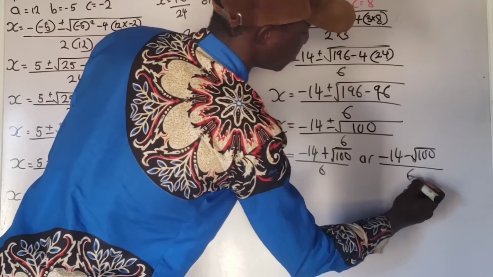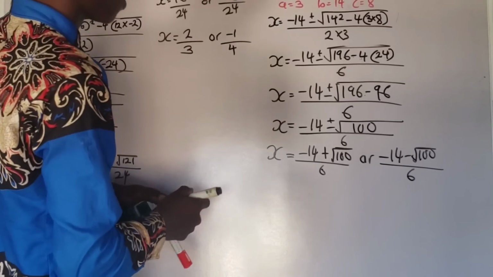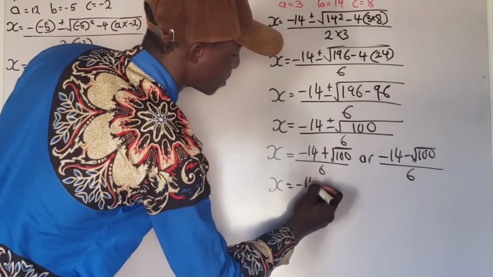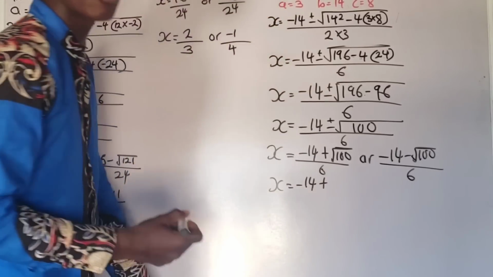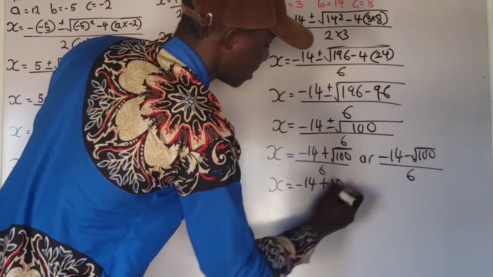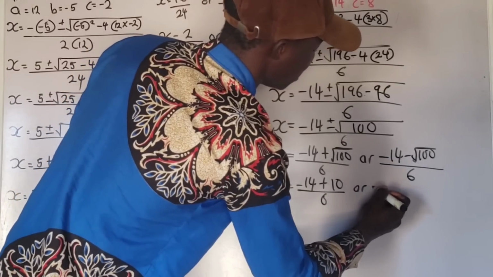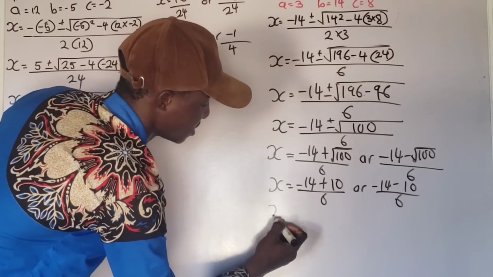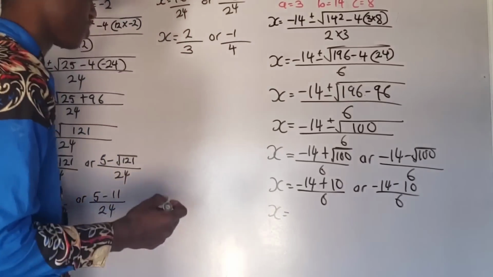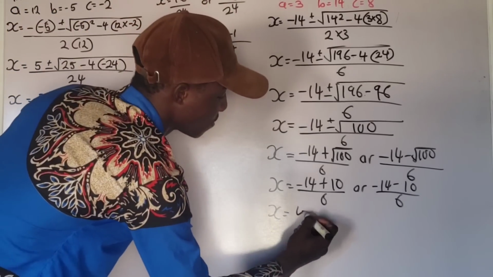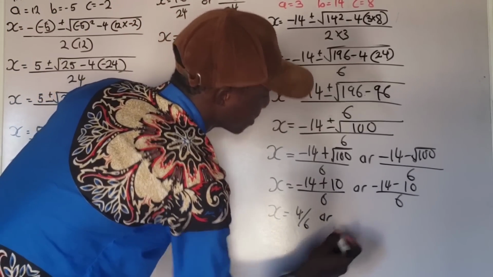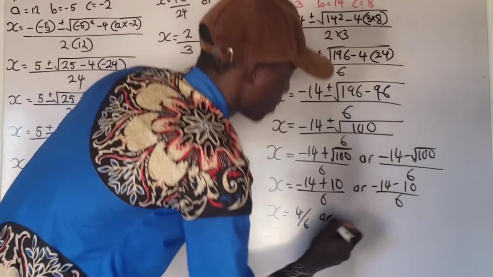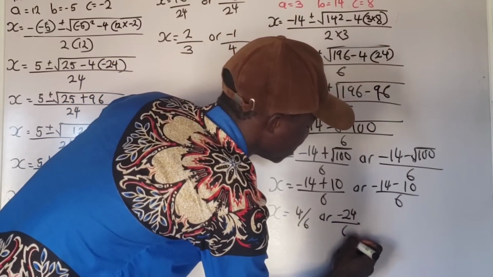Okay, from this point we can take the square root of 100, so I'm going to have x equals negative 14 plus the square root of 100, which is 10, so plus 10 all over 6, or negative 14 minus 10 all over 6, you understand? Okay, x now will be equal to negative 14 plus 10, that is what? 4, so I'm going to have 4 all over 6, or negative 14 minus 10, that is negative 24, so I'm going to have negative 24 all over 6, you understand?